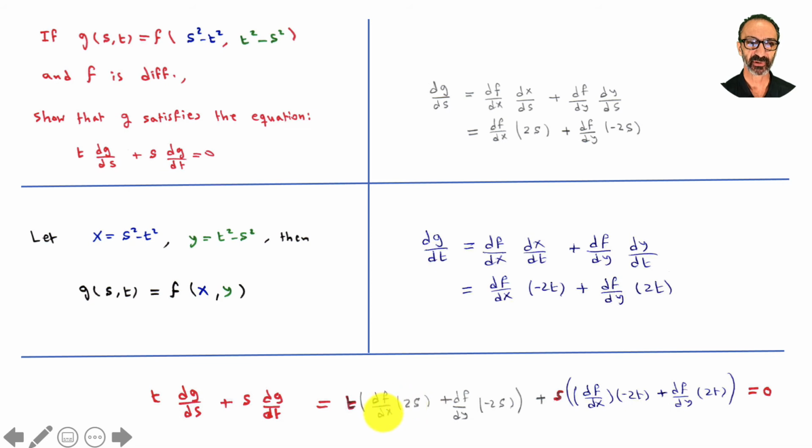Let's look at the first part. That's going to be 2st df dx, and this will be minus 2st df dx, which is going to cancel too. It's just like practice of the chain rule.